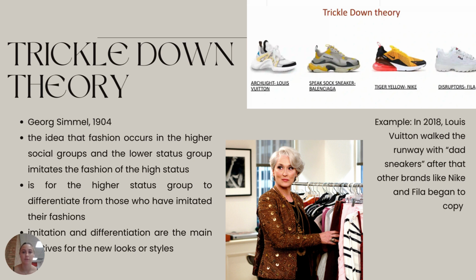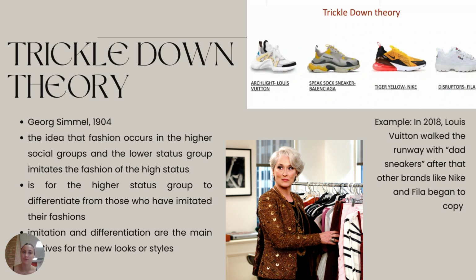An example would be in 2018, Louis Vuitton walked the runway with the quote unquote dad sneakers, and after that, other brands like Nike and Fila began to copy that, and it became a really big trend in 2020. Also, in the lower picture, I have a scene from the movie The Devil Wears Prada.